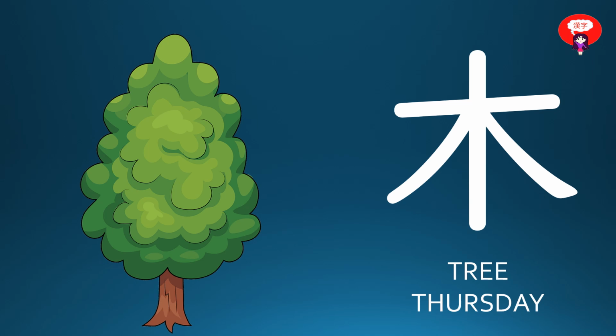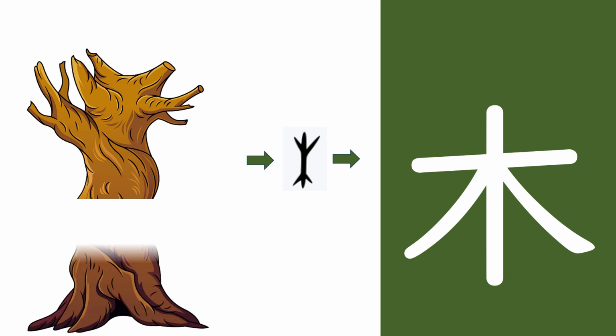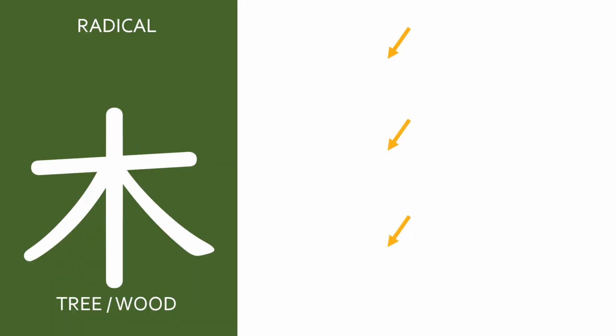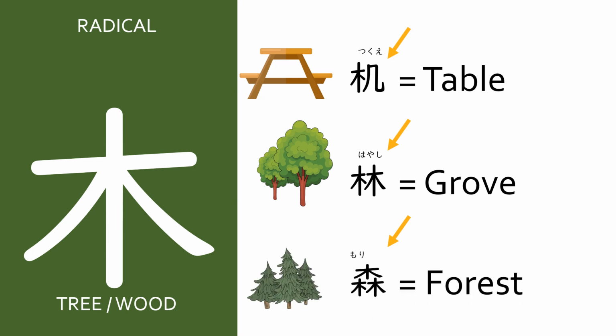Let's move on with tree or Thursday. The kanji for tree is the pictogram of a tree which originally showed branches on top and roots on the bottom. When this kanji acts as a radical, it gives the meaning of tree or wood. The examples we have are table, tsukue, grove, hayashi, and forest, mori.